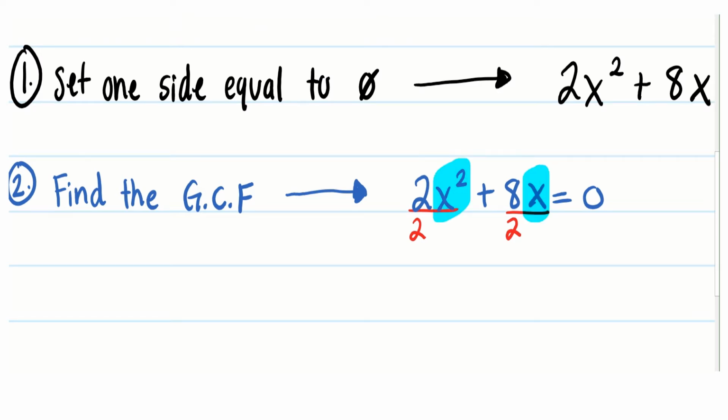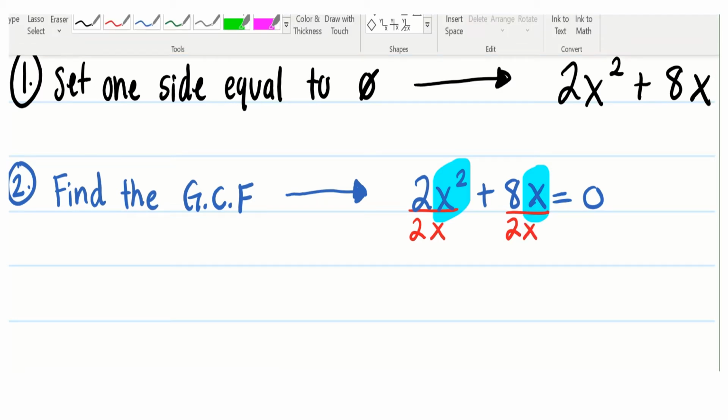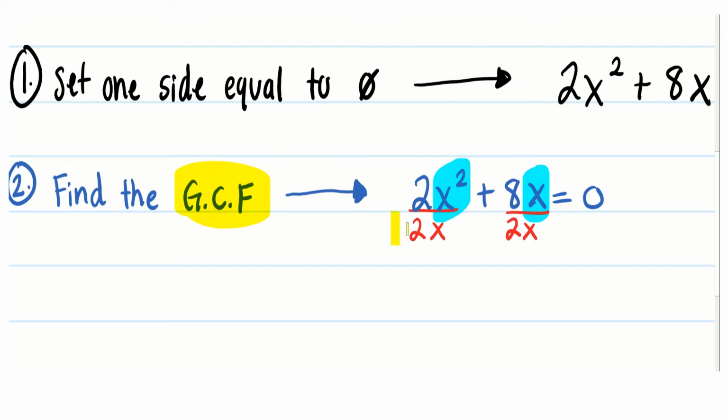Now for the variables, I have x to the second power in the first term and I have x in the second term. That means that I can pull out an x from each of those terms. So my G.C.F. here is going to be 2x.